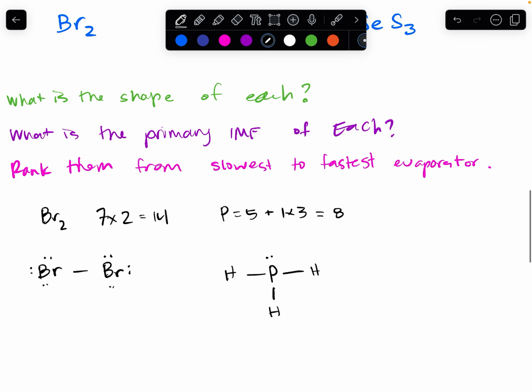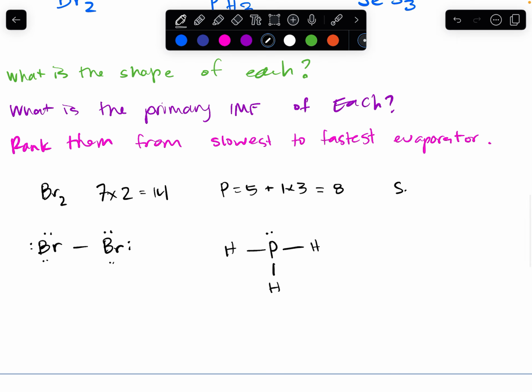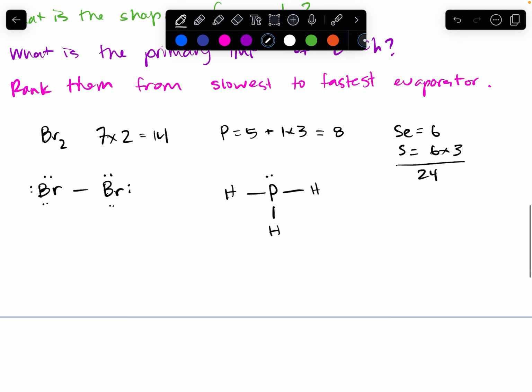And then the last one for Lewis structures is SeS3, selenium and then 3 sulfurs. So selenium is 6, and so is sulfur. So that's 6 times 3, or this whole thing would be 6 times 4, which is 24 dots. So I'm going to do it right here. Put selenium in the middle. There are 3 sulfurs, so add them like that.